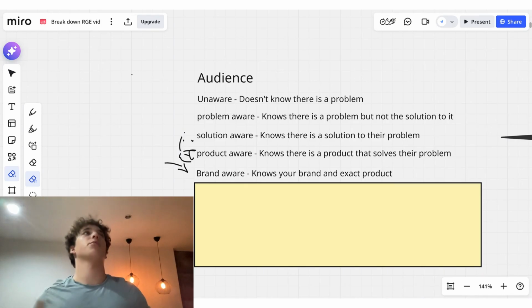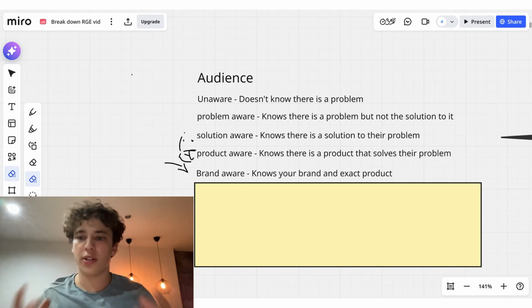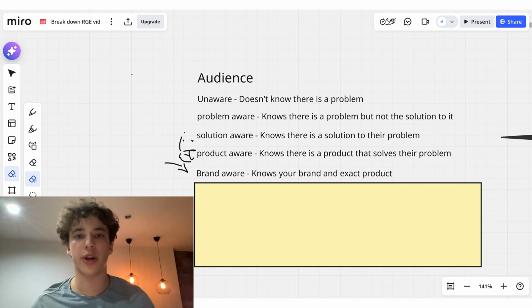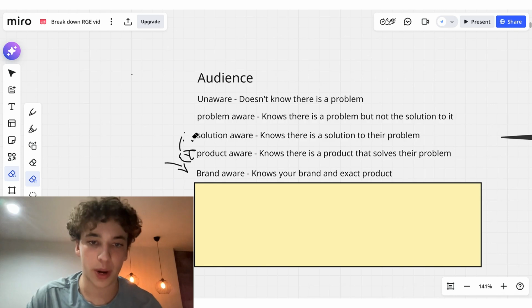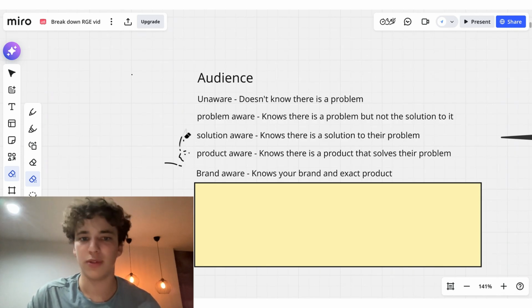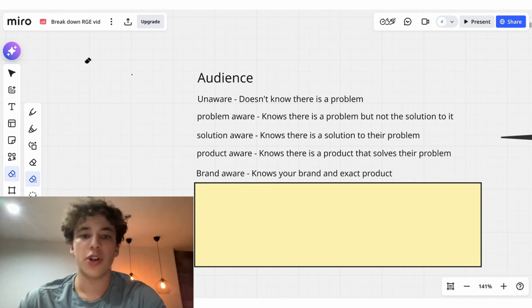For example, let me give you an example. I have a rash. That's a problem. I know there are supplements out there. I don't know which specific one, but I know there are supplements out there that solve this problem of having the rash. Product aware. All right. Oh, I know beef tallow, very niche supplement, but I know beef tallow will get rid of my, you know, bad skin or my rash.